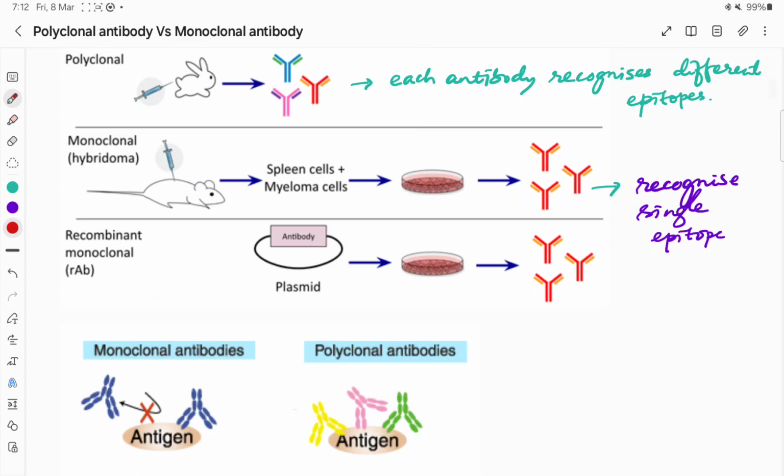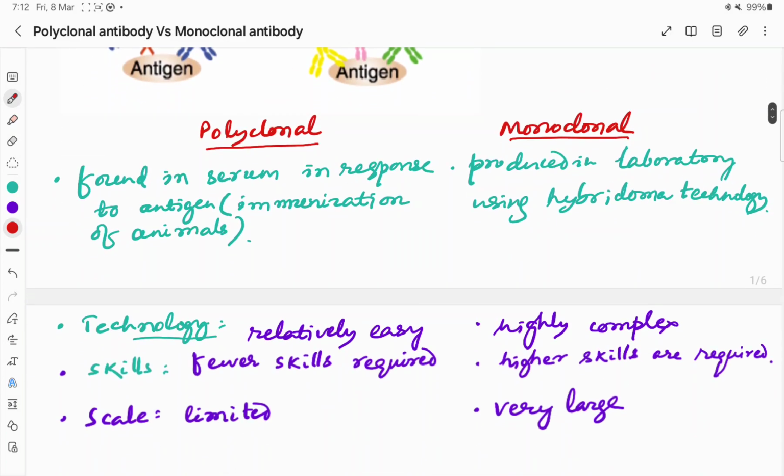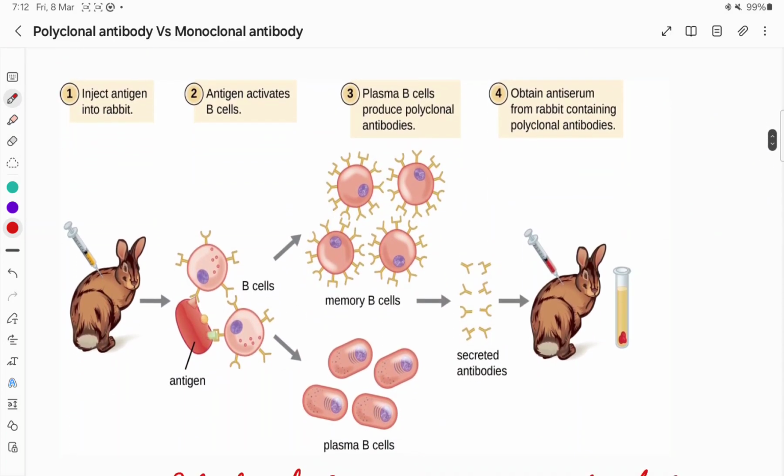If we discuss production, for production of polyclonal antibody the method is simple. We have to inject the antigen into the animal. Then that antigen will activate the B cells in the animal. We then have to collect the antibodies from the blood, and those antibodies are polyclonal antibodies.